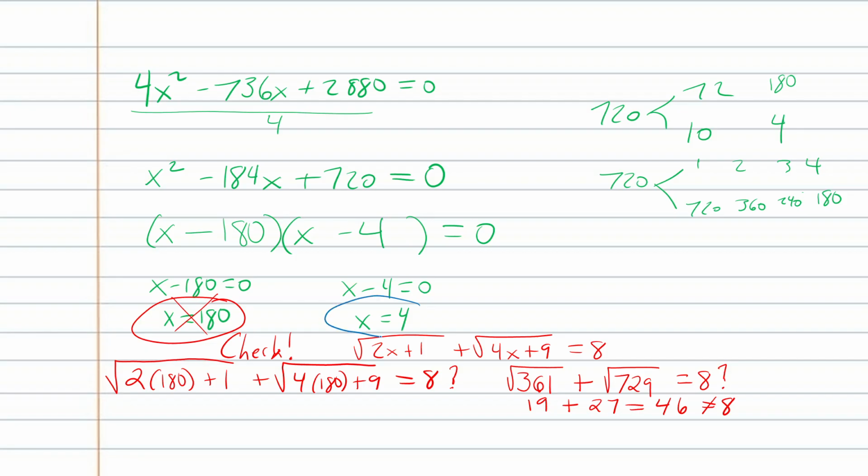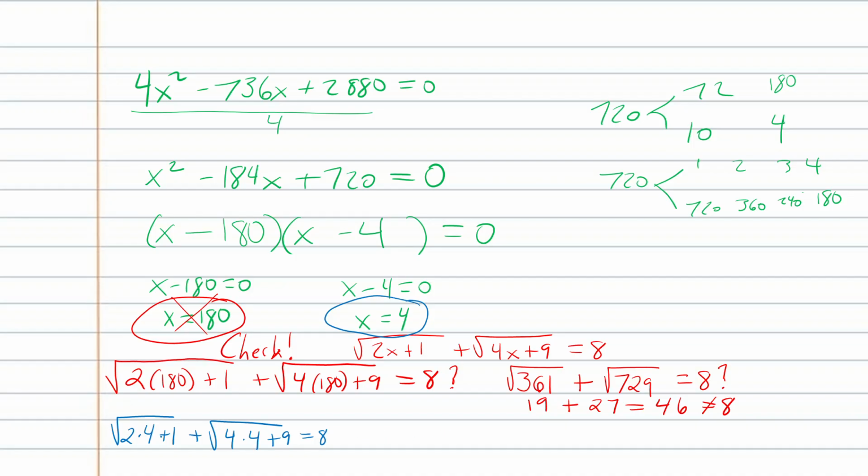Let's check x equals 4. Alright, we're going to go the square root of 2 times 4 plus 1 plus the square root of 4 times 4 plus 9. And we want to know, does that equal 8? We want to verify it.